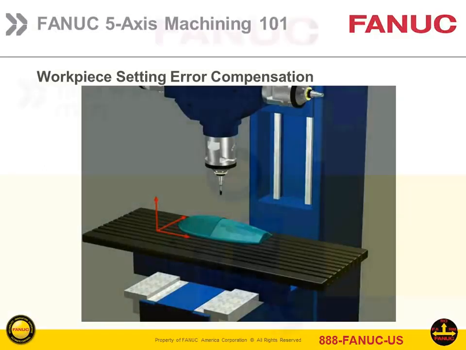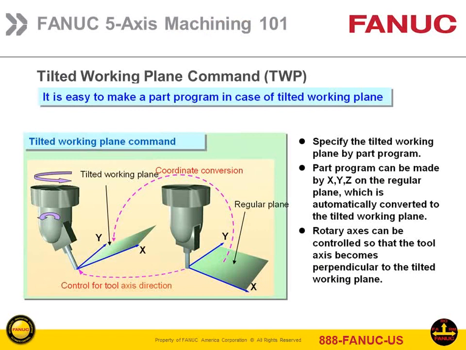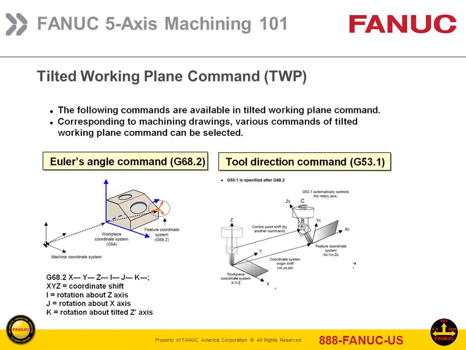And then from there, we're going to get into tilted working plane. And this works in conjunction with our workpiece setting error compensation. With this, it gives you the capability of where you only have to program based on an XYZ program. You don't have to allow for a plane, because with tilted working plane, with a G68.2 or a G53.1, we can tell it where the part is sitting and still use the same program.